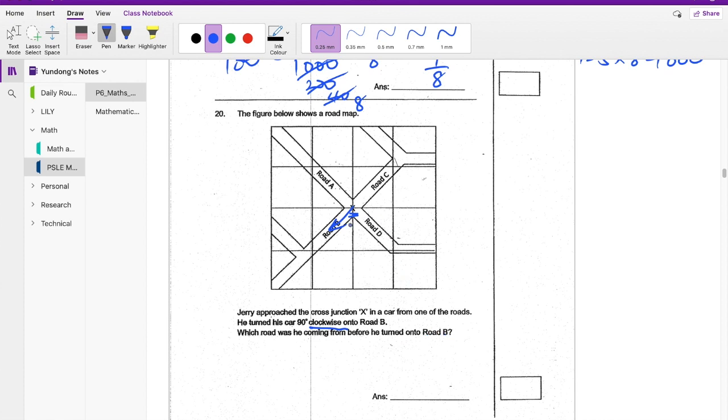So we need to know what is clockwise. We see the clock here, we see the needle going this way. This is called clockwise. The other side is called counterclockwise. So here, after clockwise, it comes to here, means it comes in this way. If we want to do the reverse operation, we need to do counterclockwise 90 degrees. So if we turn counterclockwise 90 degrees, the car should face this direction. Then he turns clockwise 90 degrees, then becomes this way. Which road does he come from? We know that it's road A, because only road A faces this direction.